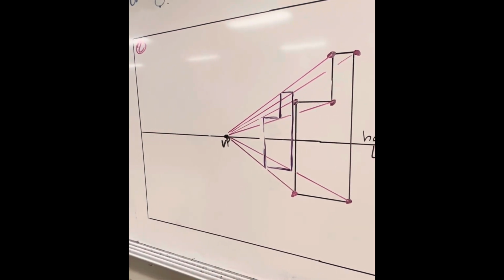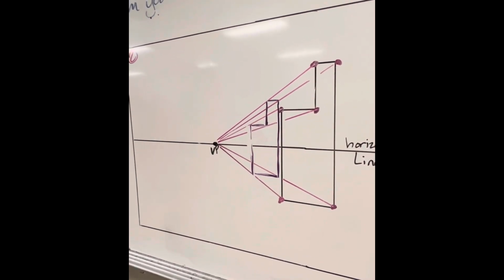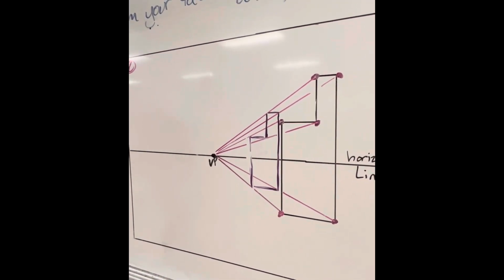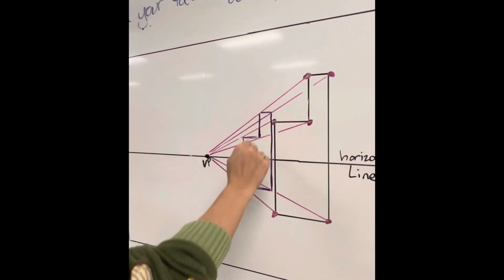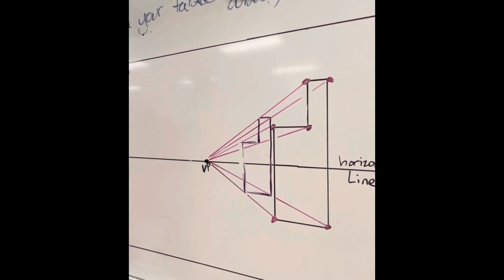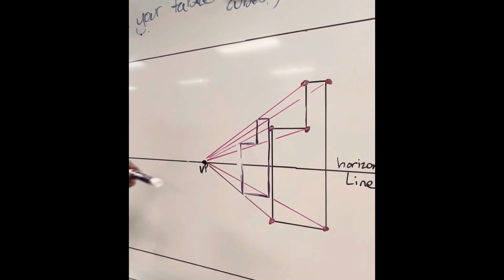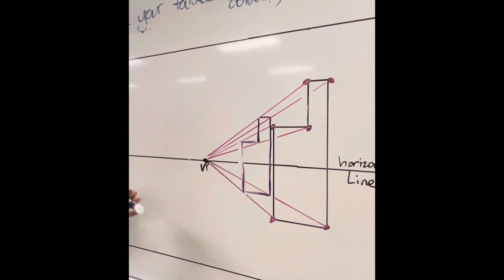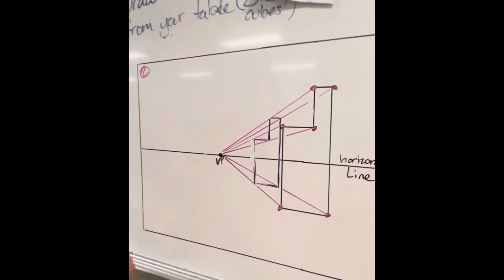So if you look at it, what you're going to notice is that the front shape and the back shape are exactly the same. It's the same shape. They should be almost perfect for one another, except that the back shape, because it's further away, is going to be much smaller.